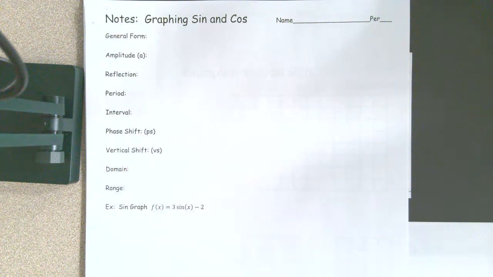So we're kind of breaking this down into 2 days. Today we're focusing primarily on the vocabulary and being able to find the different parts. And then tomorrow we're going to focus on the graphing part of it, even though to some extent we do still have to take a look at the graph to be able to demonstrate some of these different things. Okay, so let's start with general form for the sine and cosine.